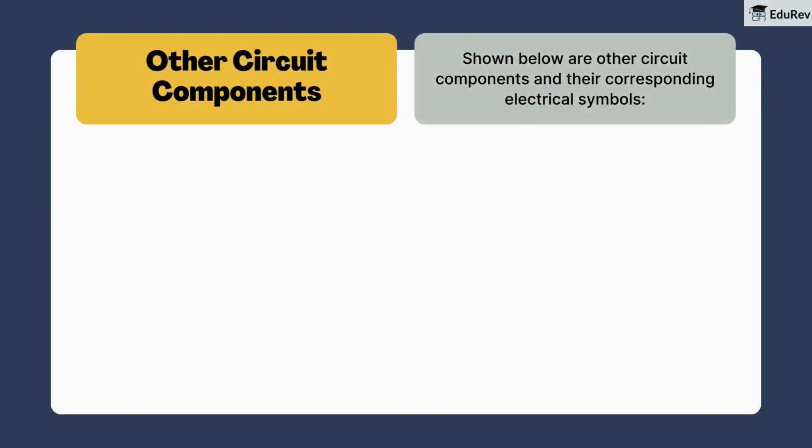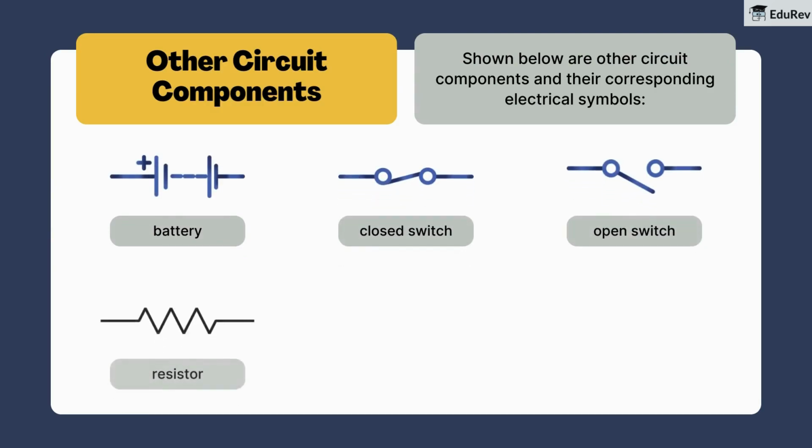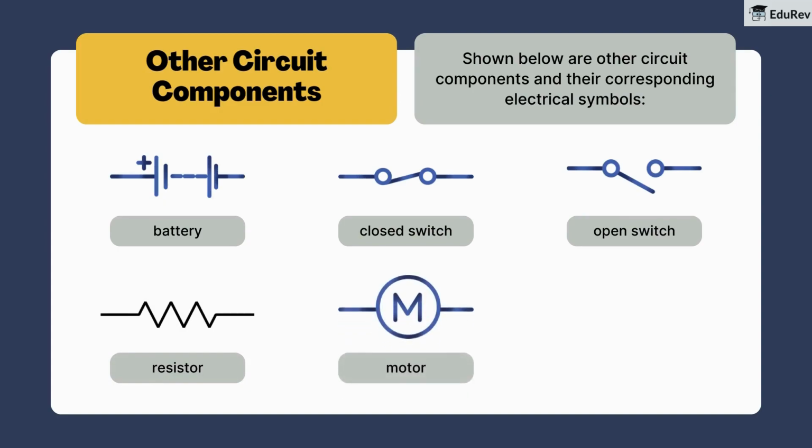Shown below are other circuit components and their corresponding electrical symbols. Battery. Closed switch. Open switch. Resistor. Motor. Fuse. Let's see what all things allow electricity to pass through them and what all do not.